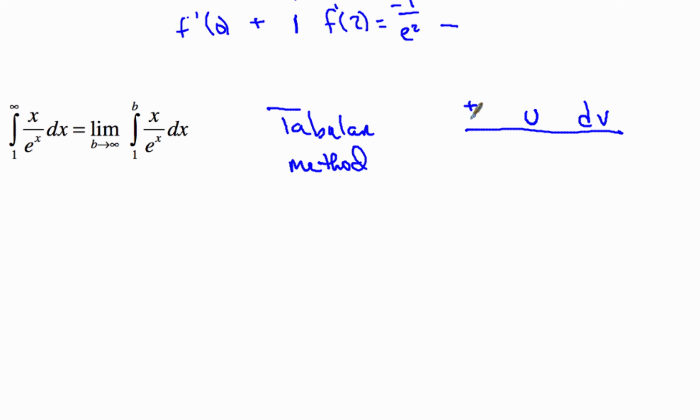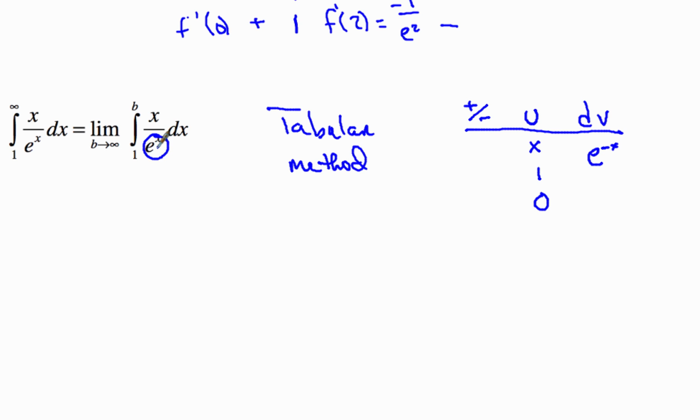So what I want to do is let x be the value of u. Then what I do next is find the derivative of x. Well, that's just 1. And the derivative of 1, of course, is 0. Now for dv, I'm going to let that be e to the negative x. So I'm just going to take this piece right here, the denominator e to the x, and I'm going to write that as e to the negative x.